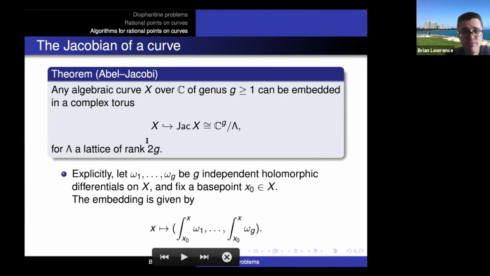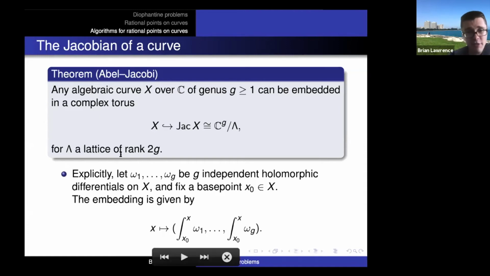And I get this embedding by considering differentials on X. If you have an algebraic curve of genus G over the complex numbers, then the space of global differentials on the curve has dimension G. And so now I can take these G differentials and integrate them. Say I fix a base point X0, and then for any varying point X on the curve, I integrate from X0 to X. I integrate these G differentials, and that gives me G coordinates for X.